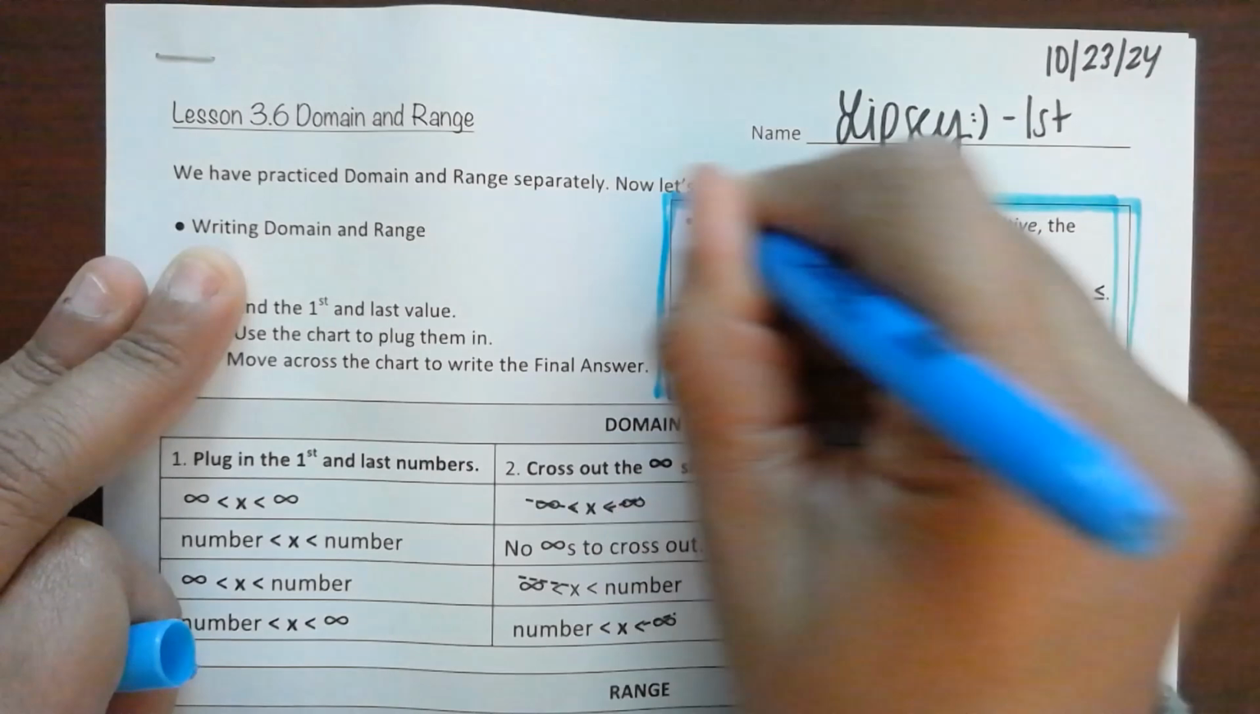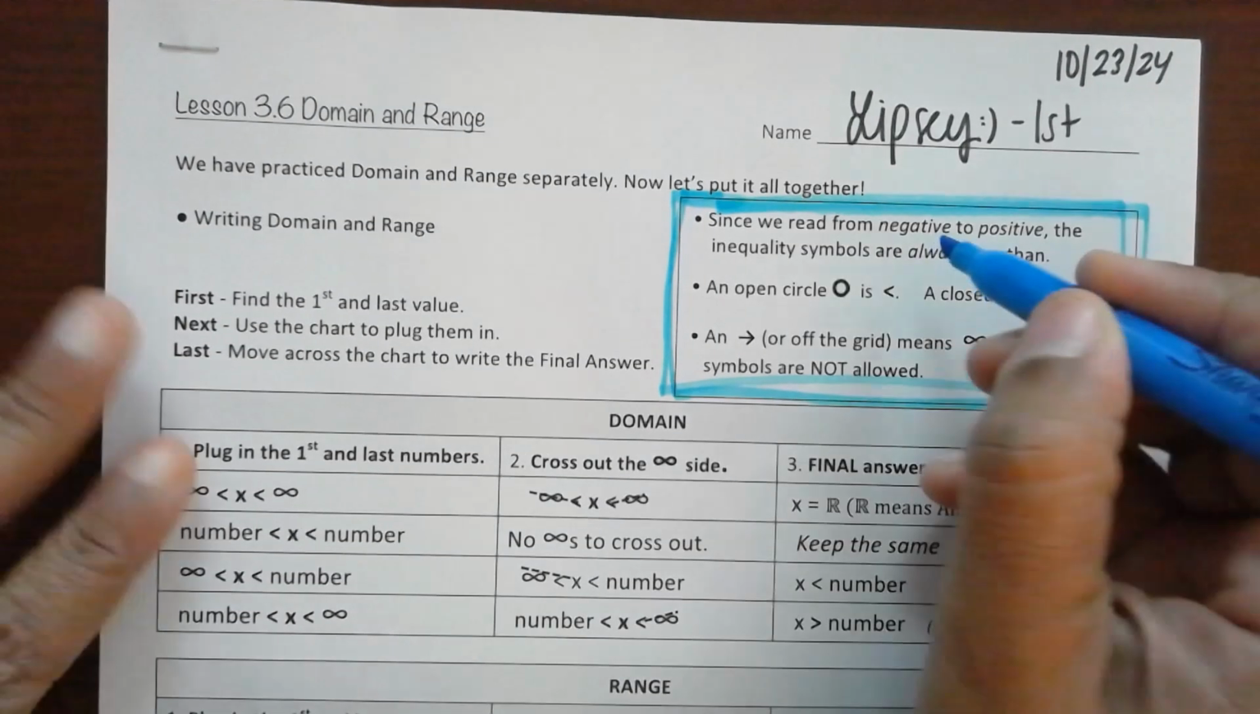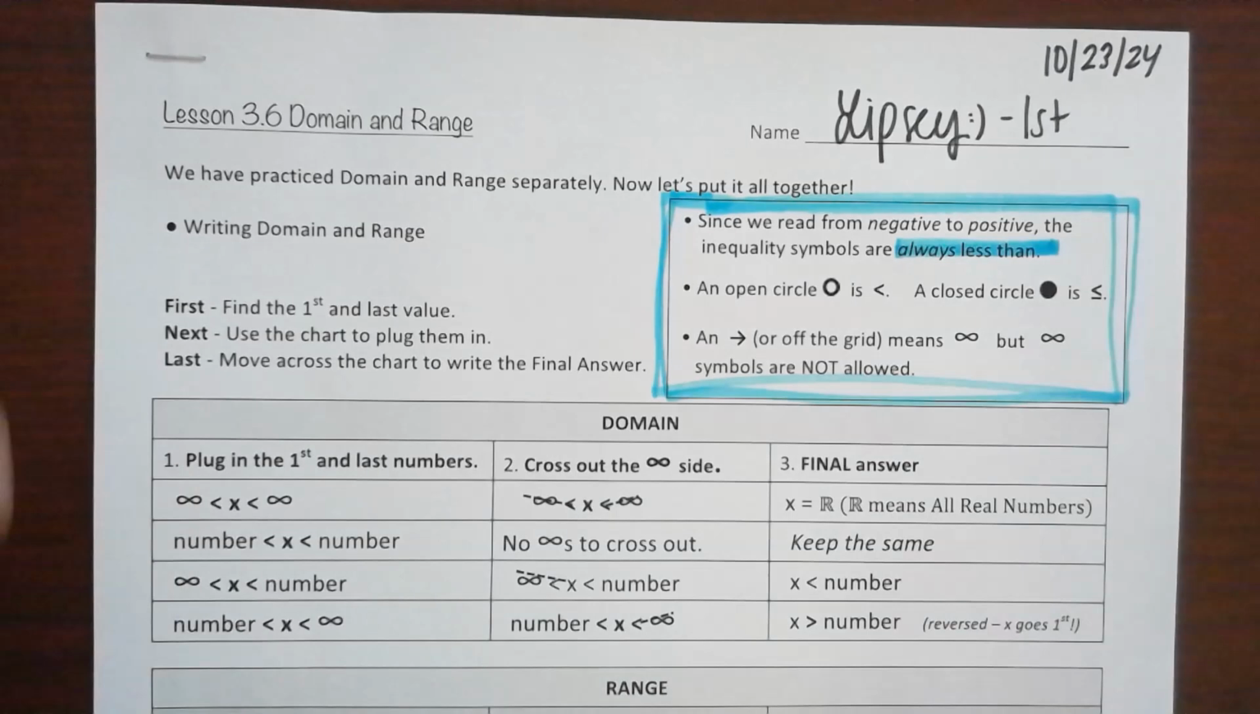Use this rectangle. It says since we read from negative to positive like on a number line, the inequality symbols are always what? Less than. An open circle means it is what? Not greater than, not less. If there's no line underneath it, it is not equal to. Remember, it's not included. You had it right. It's a less than sign. I'm asking what does it mean if it doesn't have a line underneath it? Not equal to. What about if it is a closed circle?